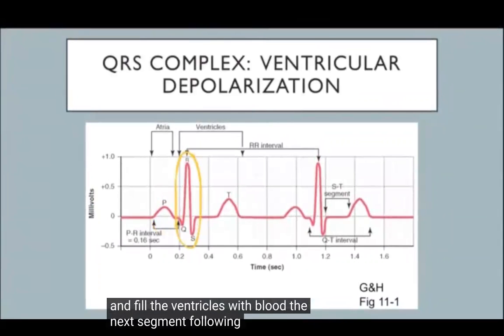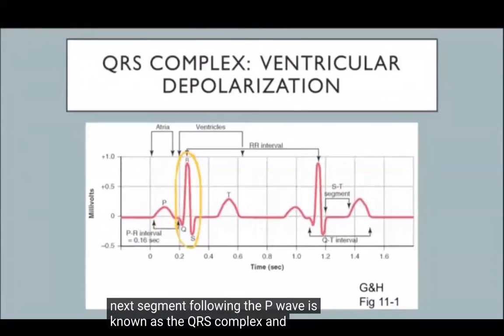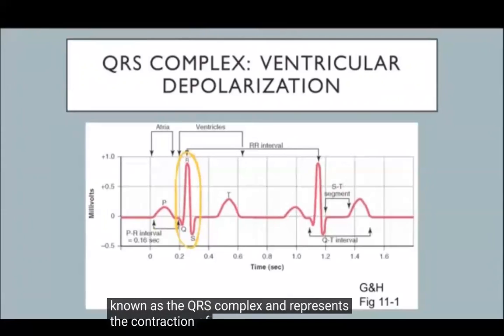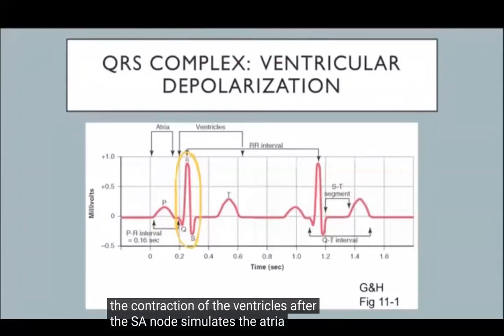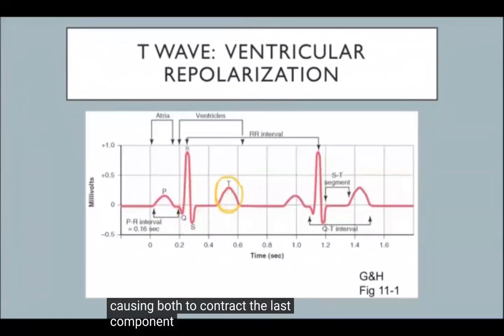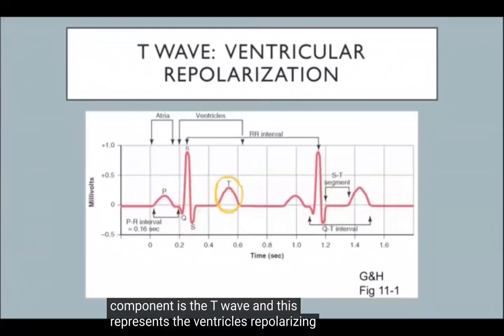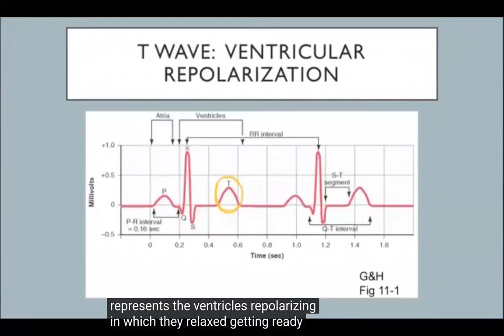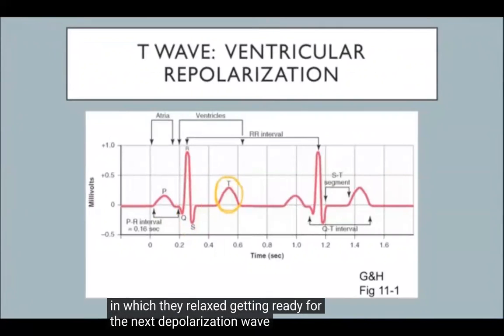The next segment following the P wave is known as the QRS complex and represents the contraction of the ventricles. After the SA node stimulates the atria to contract, the depolarization wave continues to the AV node, which sends an electrical impulse down the ventricles, causing both to contract. The last component is the T wave, and this represents the ventricles repolarizing, in which they relax, getting ready for the next depolarization wave.